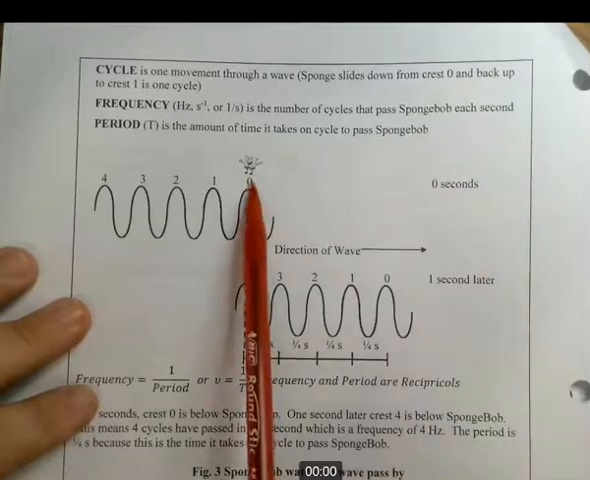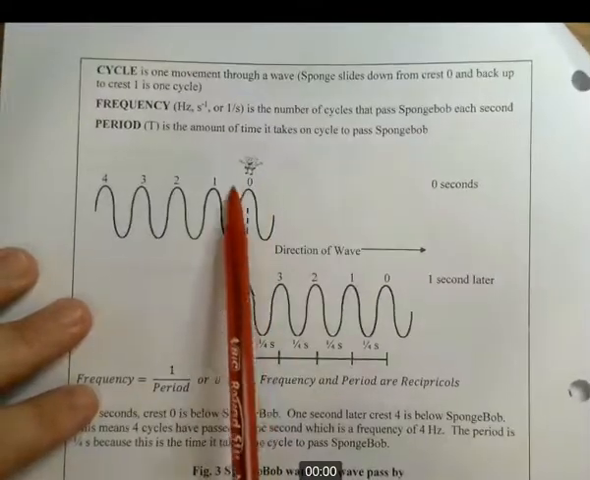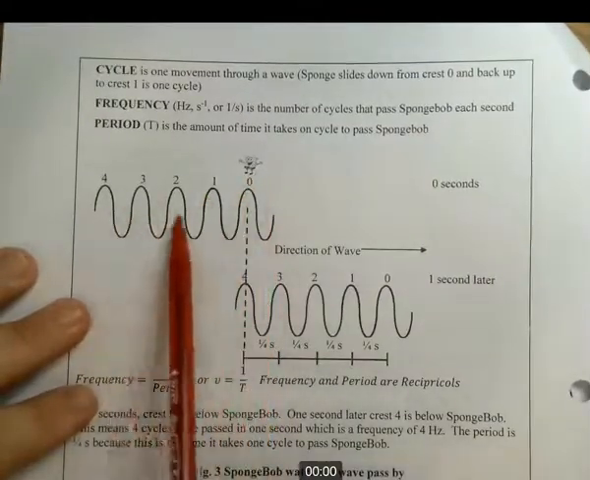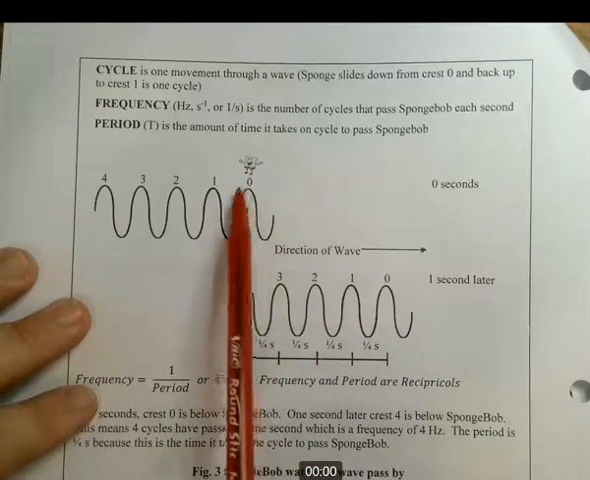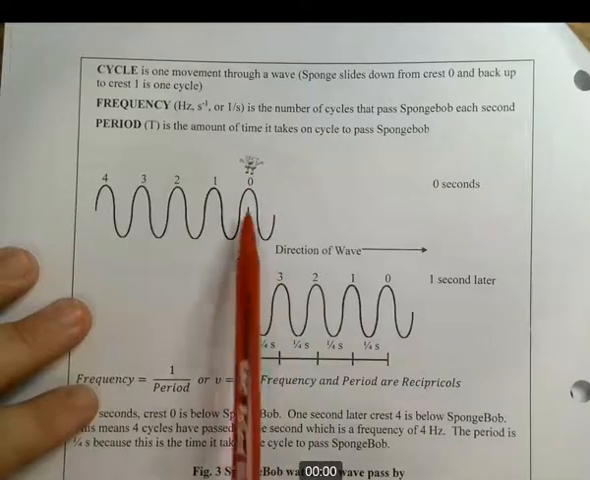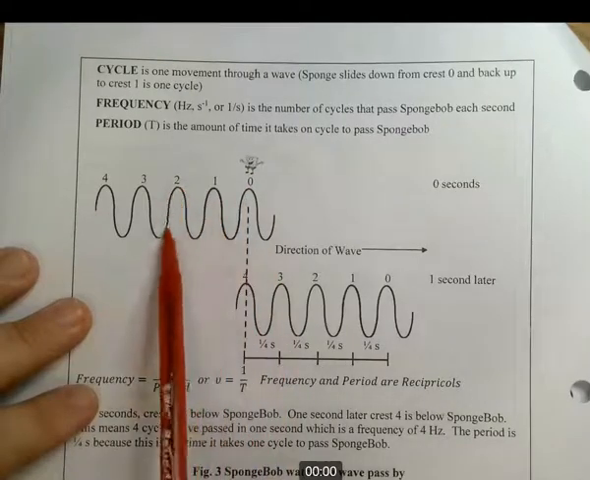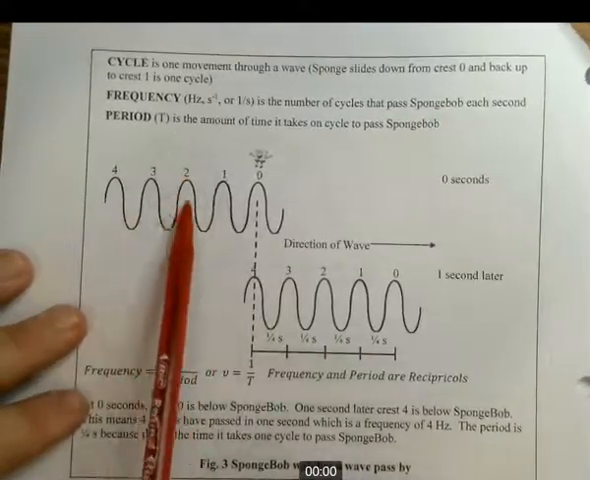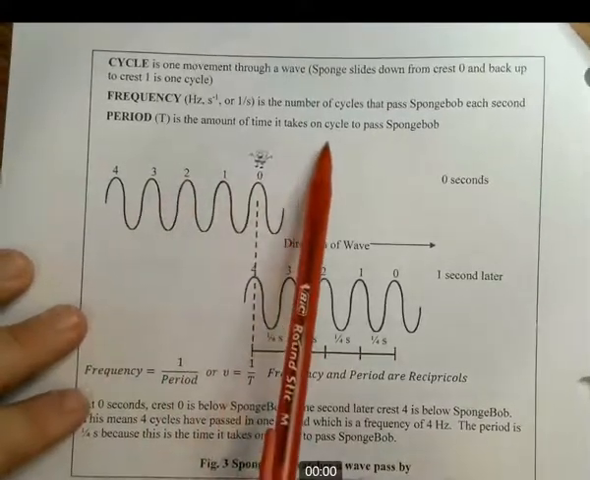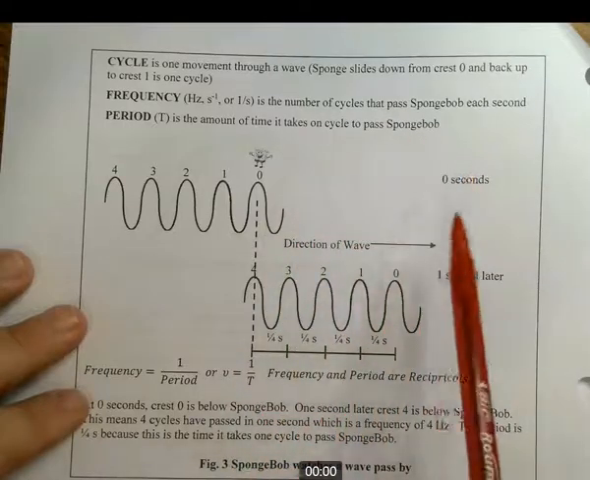A frequency is how many cycles pass a point each second, or past SpongeBob, assuming he stays there at crest 0. He doesn't slide down. He stays there, and he watches this wave. You see the wave direction is to the right. If he just stands there and watches the wave go by, it's how many of these cycles will go past him in 1 second, and that's called the frequency. And the period is the amount of time it takes for 1 cycle to pass SpongeBob.